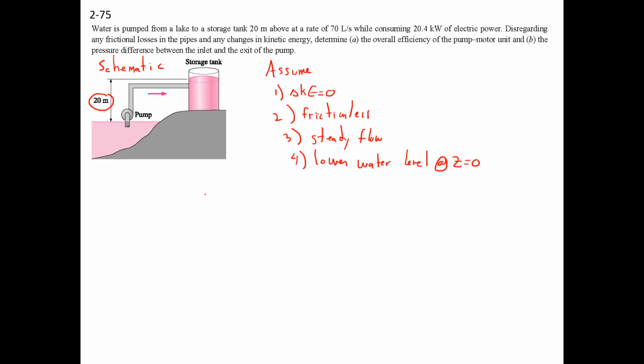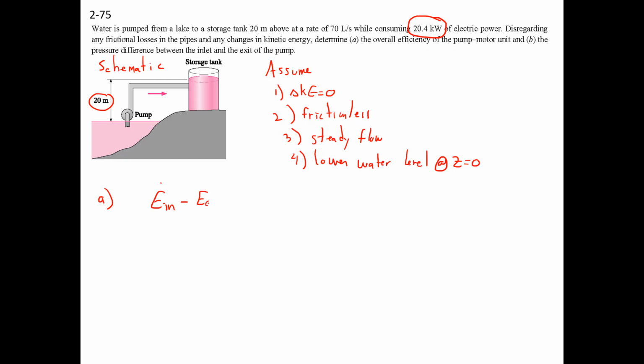All right, so let's go ahead, and part A is asking for the overall efficiency of the pump unit. This problem is stating that the motor consumes 20.4 kilowatts, right? So an efficiency would be the minimum amount of energy necessary for it to move the water versus how much energy it actually takes to move the water, right? Let's go ahead and do a first law analysis much similar to the prior problem.